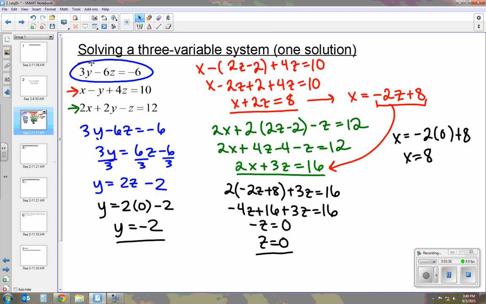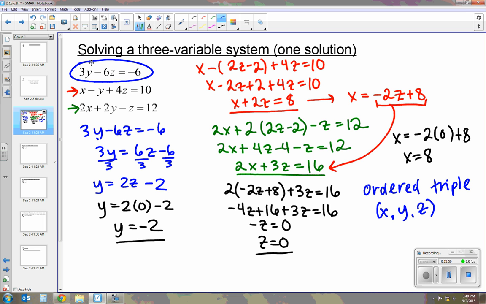And now for my final solution, I'm going to put this in an ordered triple. And I always do it in the form of x, y, then z. So my answer is going to be 8, comma negative 2, comma 0. And that's our system with 3 variables with one solution.